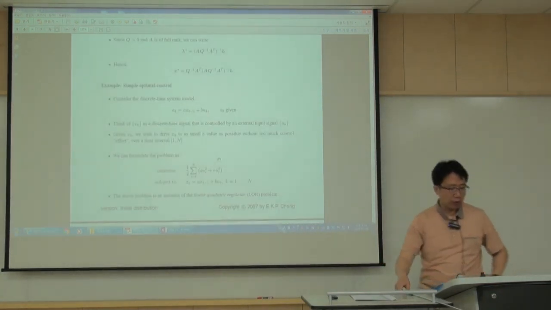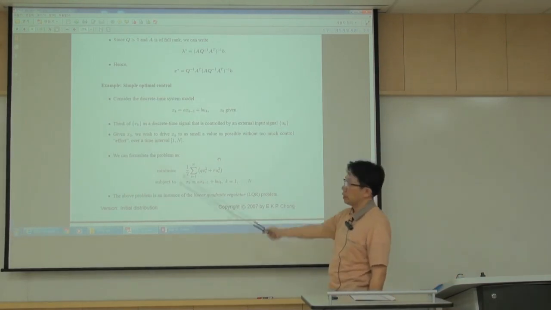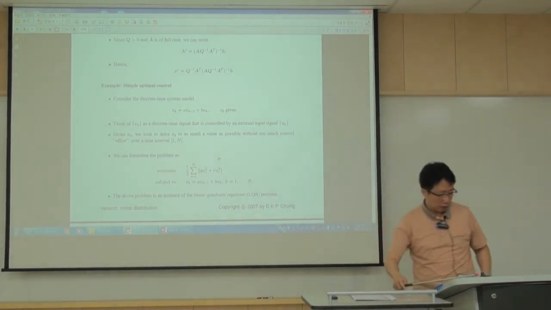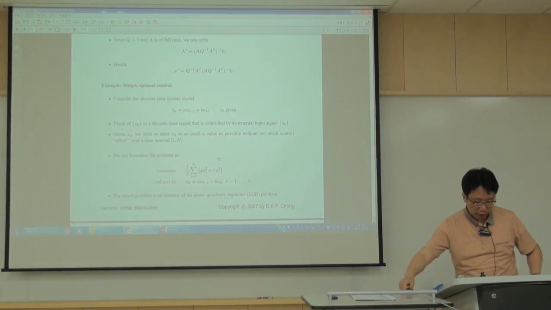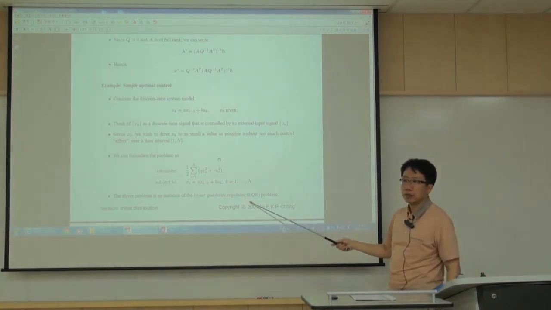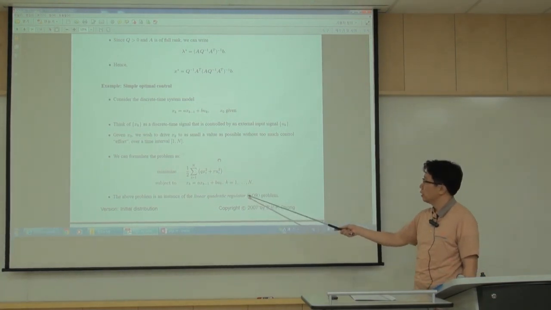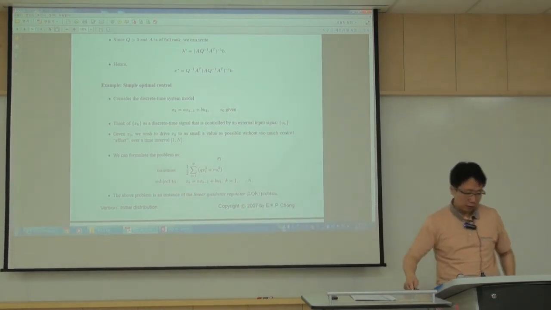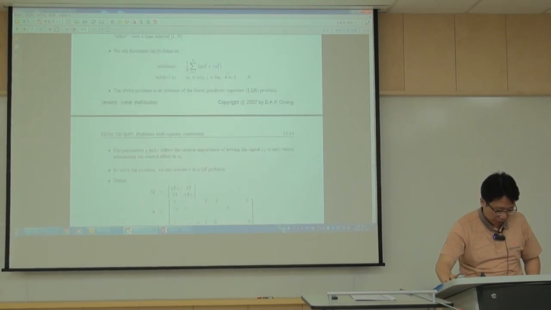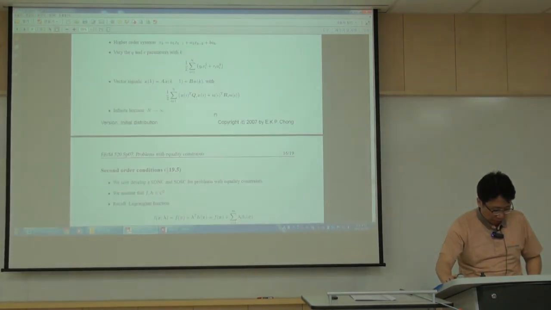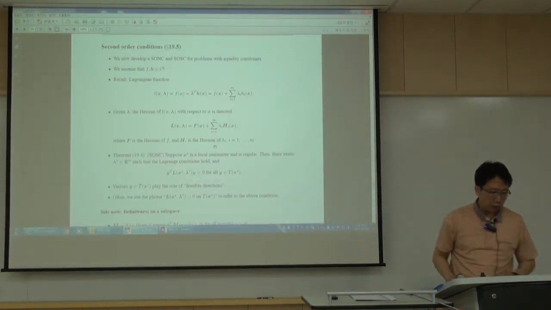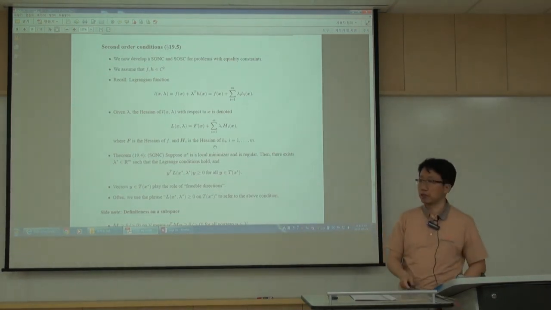There is an optimal control example, but you read it. I'm not going to cover this. This is called the linear quadratic regulator problem. And just remember this one; that may be enough. You may see the LQR problem sometime in your lifetime. So we are done with the first order conditions.